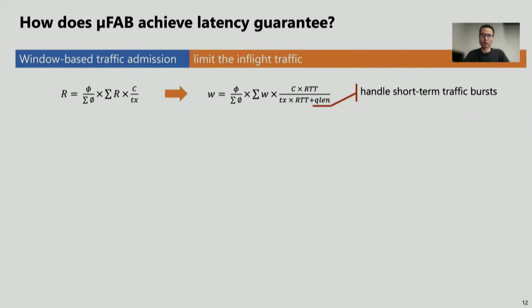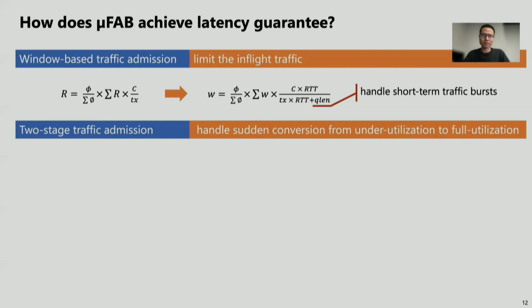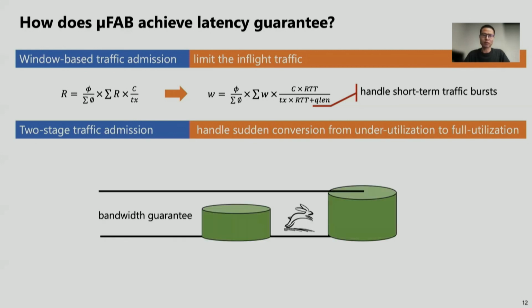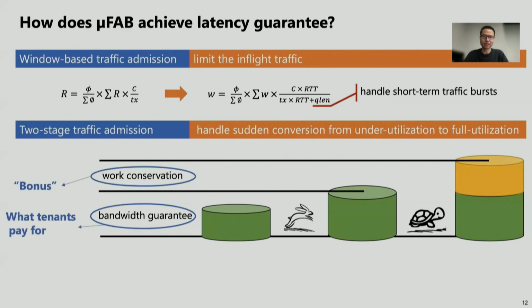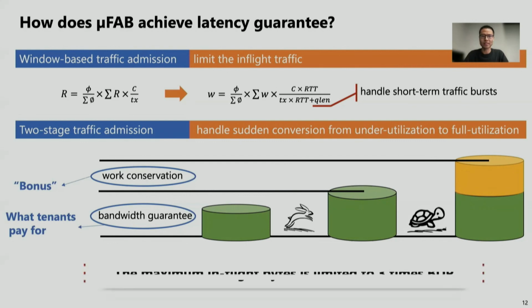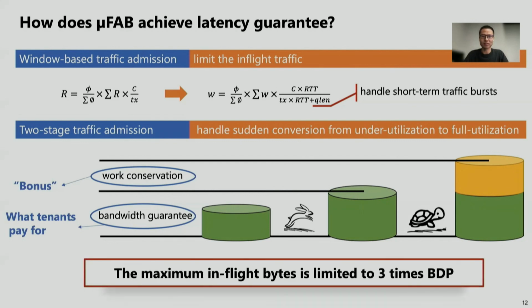But there is another problem. When the link keeps being underutilized, all VM pairs can grow to full line rate, even if they have only one token. Then, if multiple VM pairs have traffic demand simultaneously, the total in-flight traffic and worst-case latency are still unbounded. To solve this problem, we limit the initial burst of each host to its bandwidth guarantee, and then make them slowly converge to work conservation. The intuition behind this is that the tenant pays for its guarantee, but the extra capacity is a bonus. In this way, we can limit the maximum in-flight bytes to 3 times BDP.